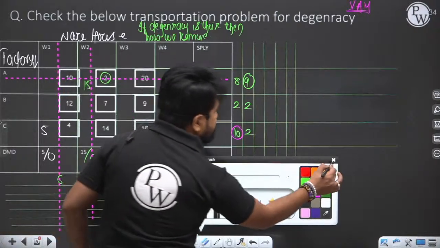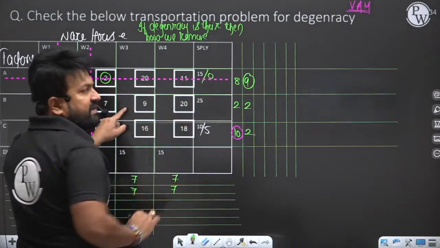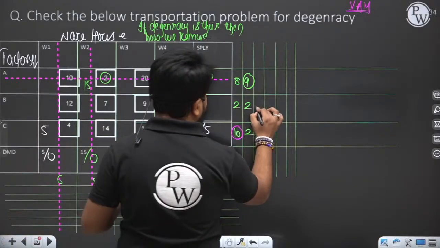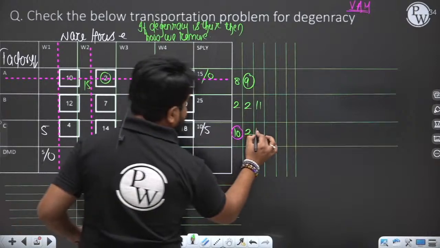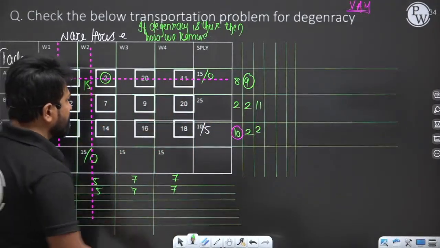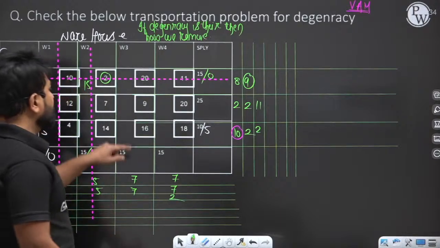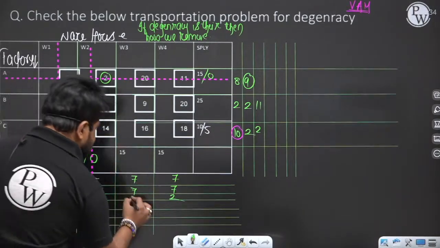See here. The minimum is 9. Next tier is 10. 10 minus 9, that is 1. Minimum is 16, next tier is 18. So penalty is 2. For this, minimum is 18, next tier is 20. So penalty is 2. Minimum is 9, next tier is 16. So 16 minus 9, that is 7.